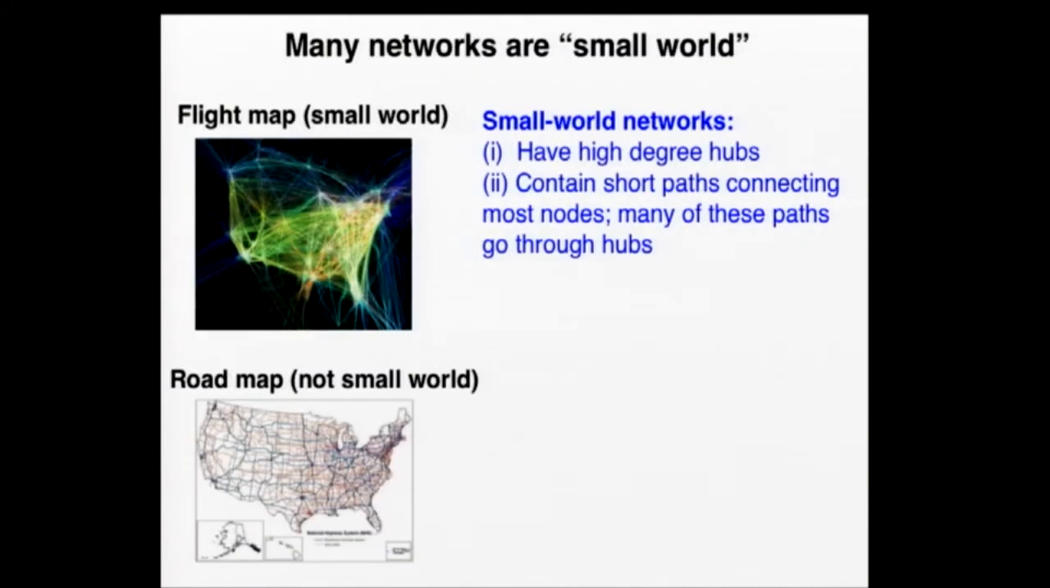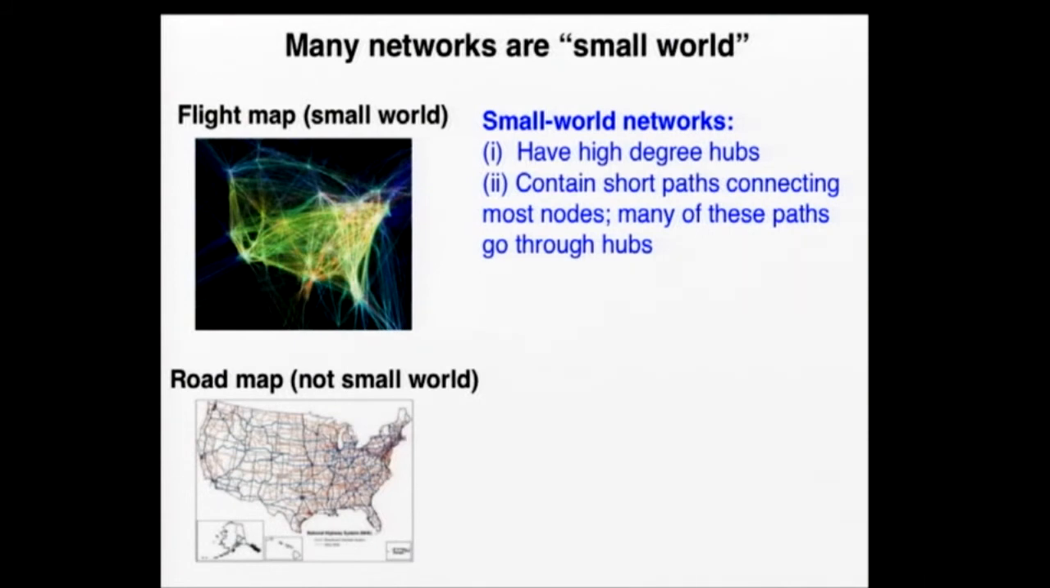The reason three steps, I think, are enough is many of these networks are so-called small world networks. It's too bad that James didn't go first to talk about some of these concepts. But I'm assuming a lot of you know what a small world network is, but if you don't, I'll explain it very quickly. These small world networks, in general, have high-degree hubs, and they contain many short paths connecting most nodes. Many of these paths go through hubs.